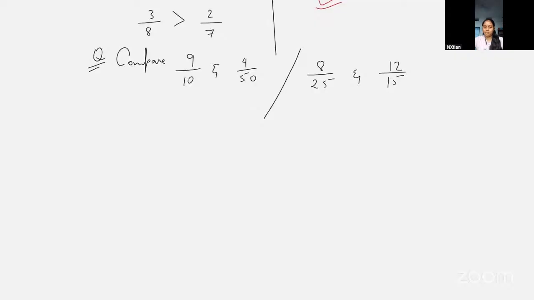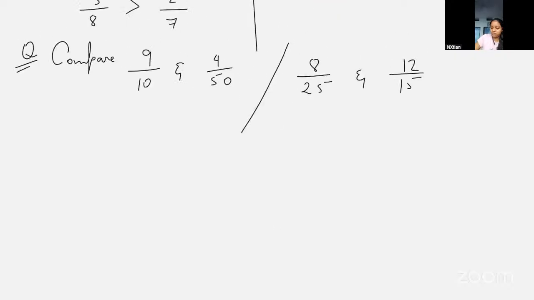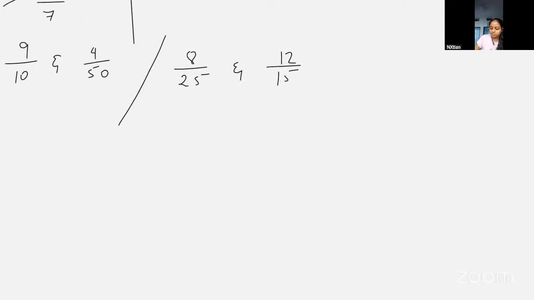Let me solve and see. Eva and Joshua both gave me different answers, so I have to verify the second question. First question, Eva, Joshua, Zoe, same answers. Second question, what is 8 by 25 and 12 by 15? We can just take an LCM of 15 and 25.